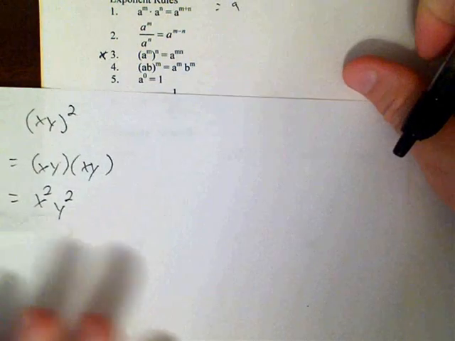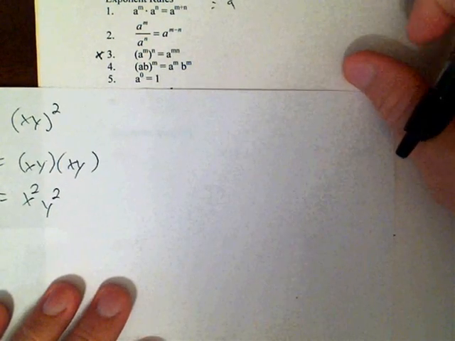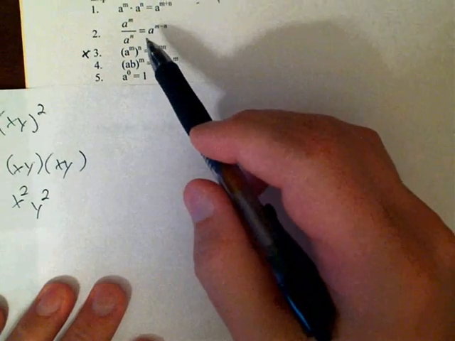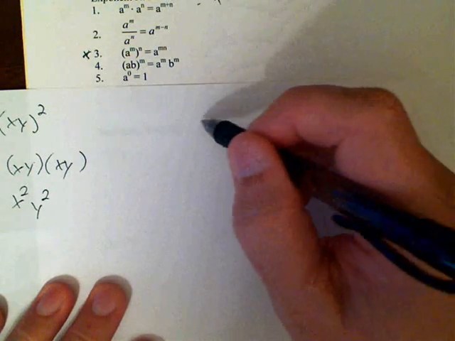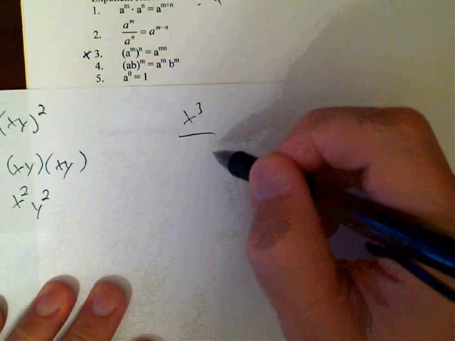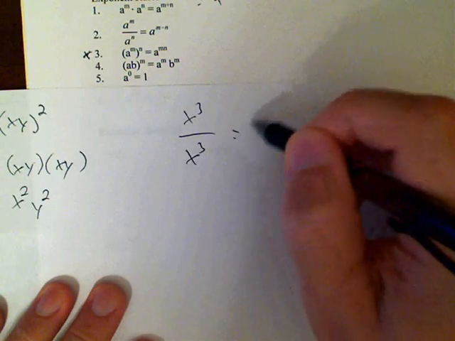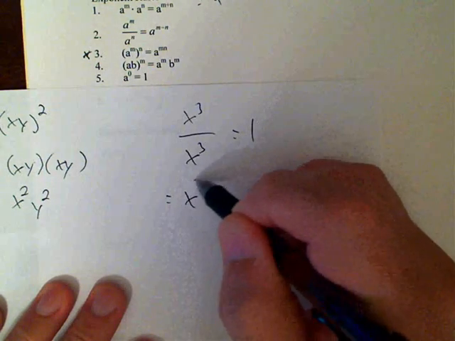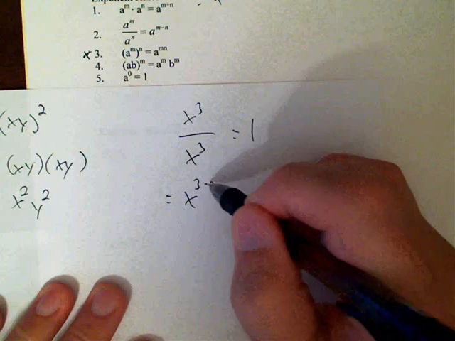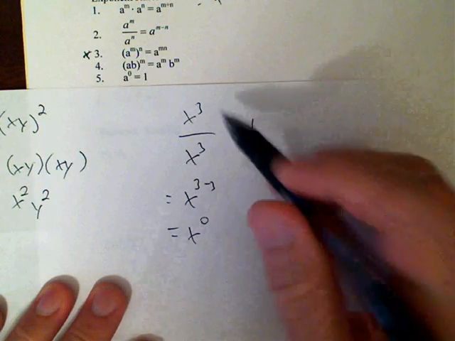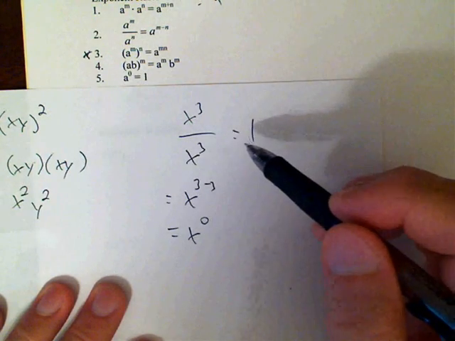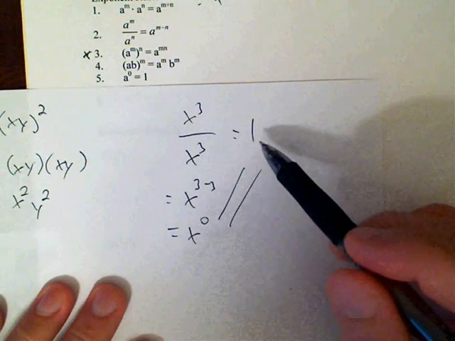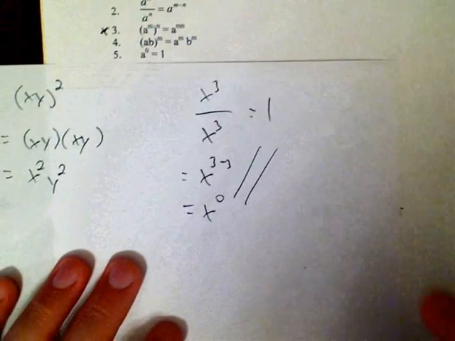Now number 5, anything to the 0 power is a 1. I've got several ways to explain this. For time's sake, I'm just going to use rule number 2 to explain this. If I take anything, in this case x cubed, and divide it by itself, you know we always get a 1. But if I use the subtraction rule, because when I divide I subtract, 3 minus 3 is 0. Same problem, 2 different answers. That can only mean one thing. These answers are the same. x to the 0 equals 1. In fact, anything to the 0 power is 1.